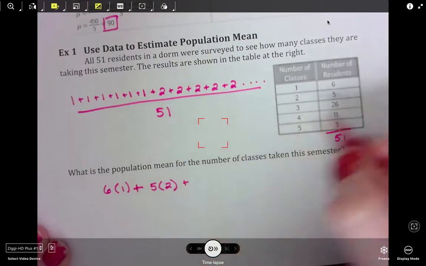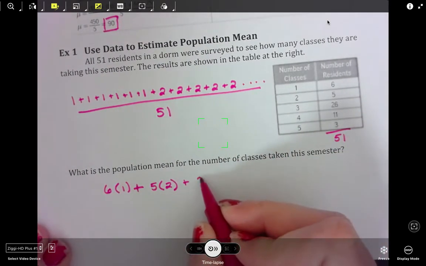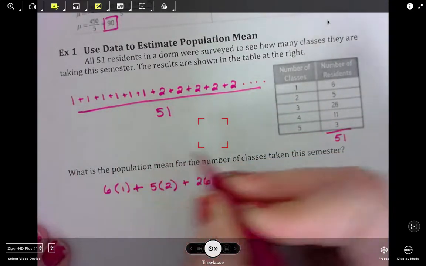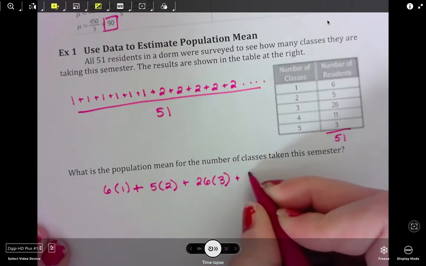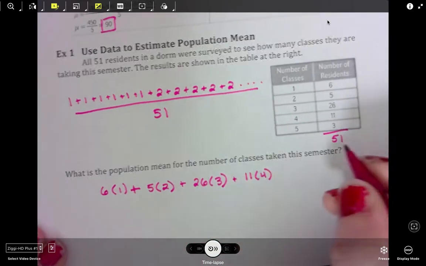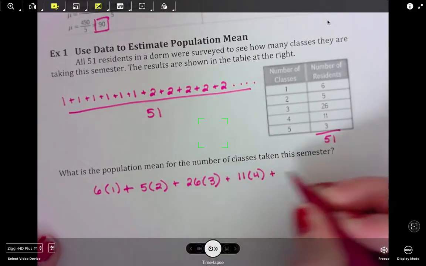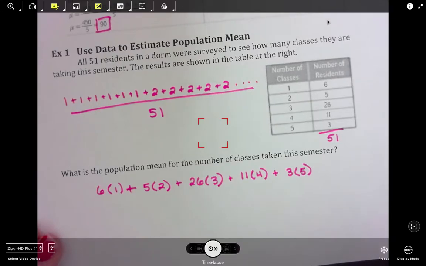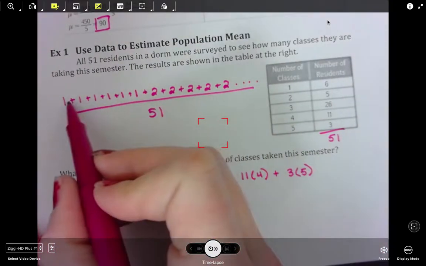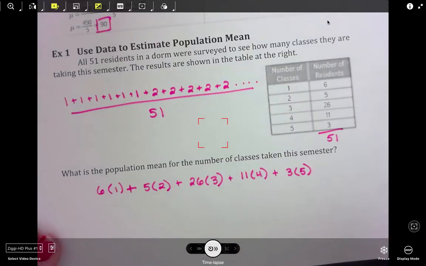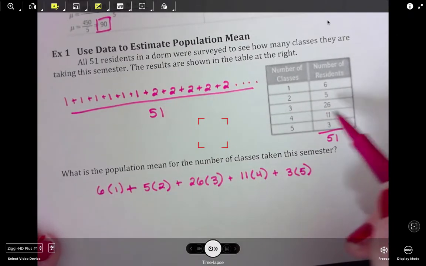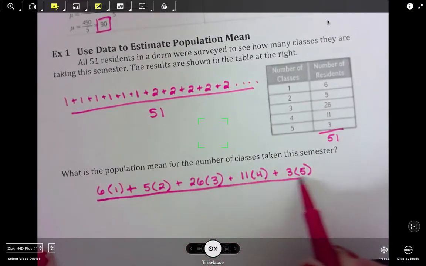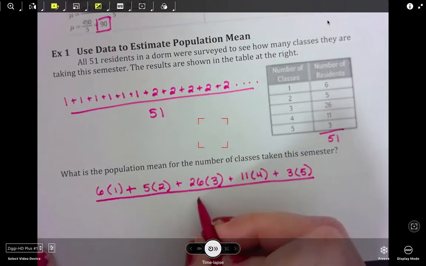If there are 26 people taking 3 classes, I'm going to do 26 times 3 because that would be 26 threes all written out. If there are 11 people taking 4 classes, I take 11 times 4. And if there are 3 people taking 5 classes, I do 3 times 5. This basically is like what this is doing, except I don't have to write out the number 3 26 times or the number 4 11 times, okay? And I divide that all, just like I would up here, by 51.